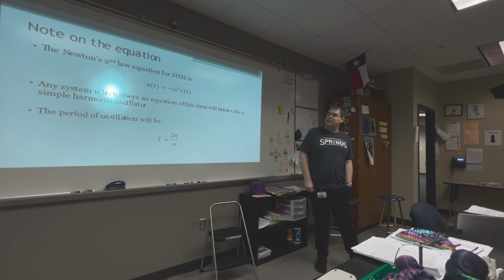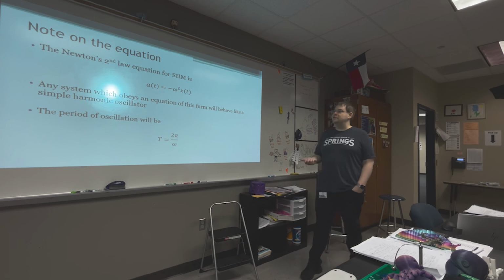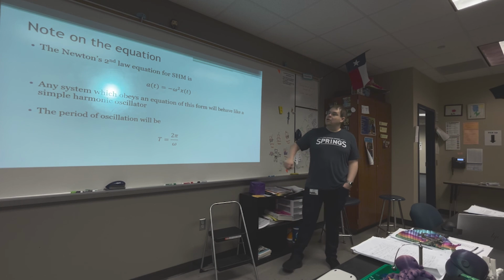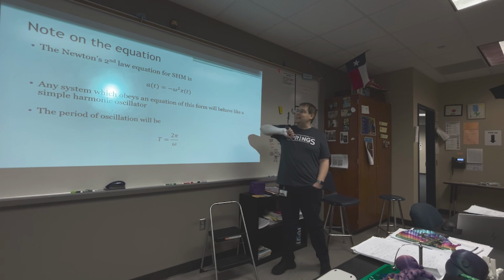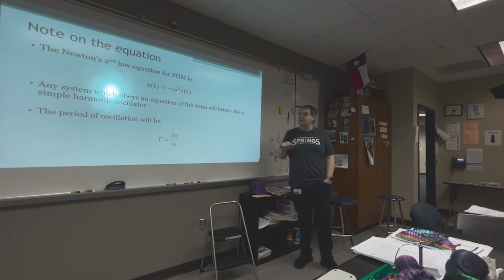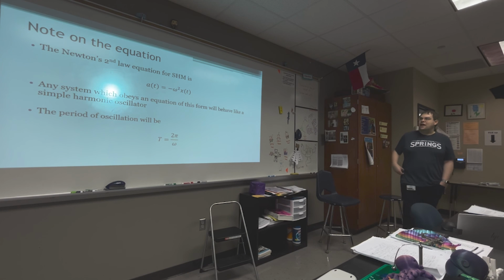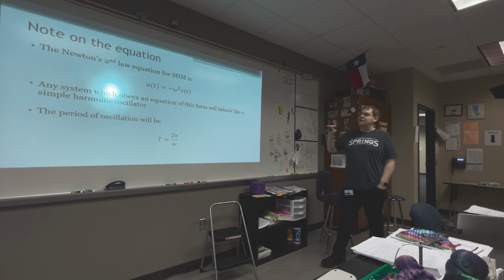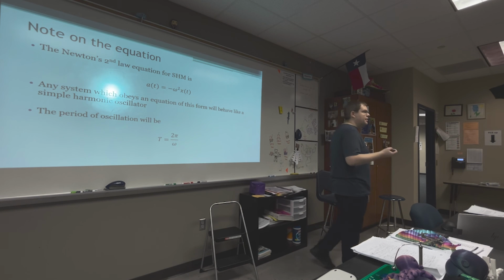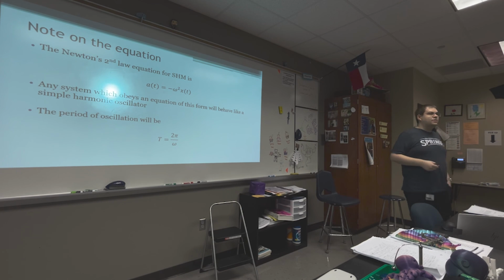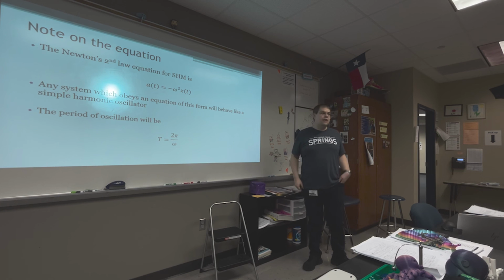The last thing I want to mention is a note. Newton's second law equation for simple harmonic motion. If we use Newton's second law equation to rearrange for acceleration, we get negative omega squared times that position function. And any system which obeys an equation of this form will behave like a simple harmonic oscillator. So if you ever see an equation that looks something like that, so acceleration is equal to negative angular velocity squared times position, that will always be a simple harmonic oscillator. Always going to be something oscillating. And that period of oscillation is always period is equal to 2 pi over omega.